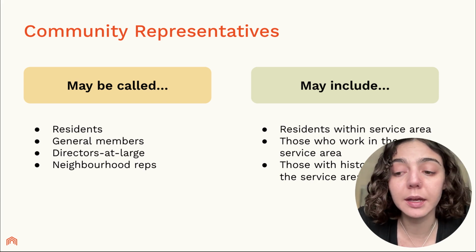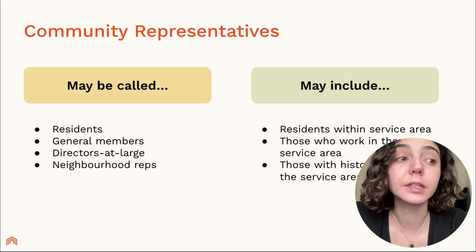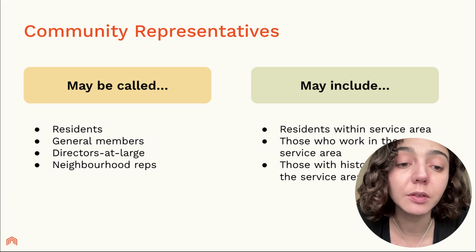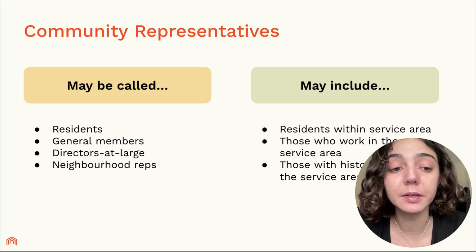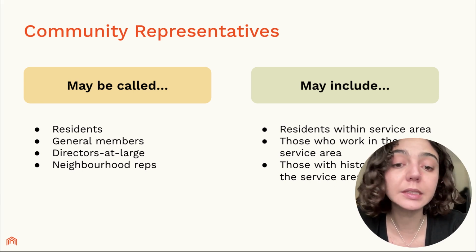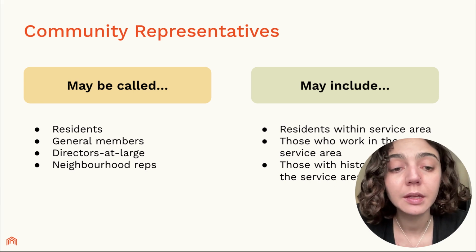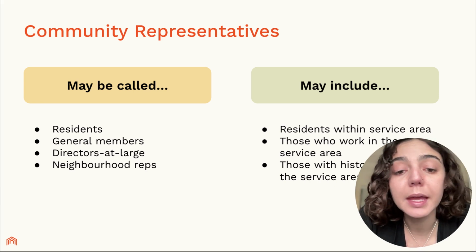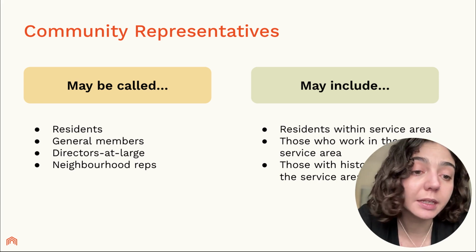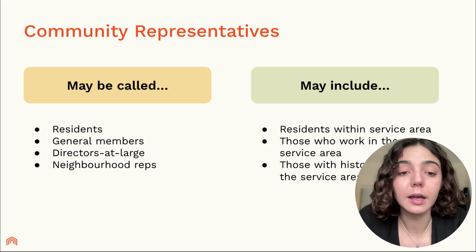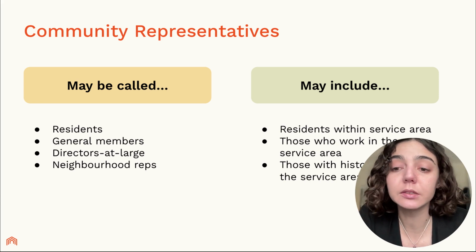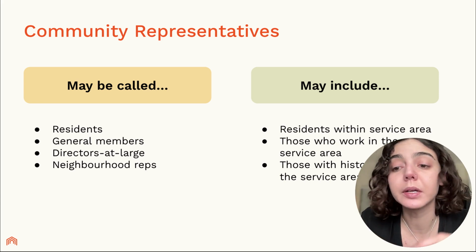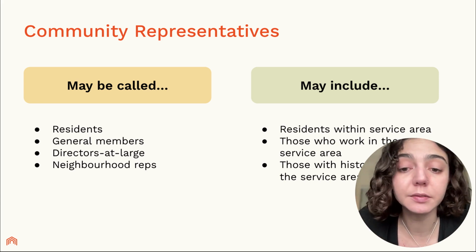or it could also be classified with additional requirements, like it has to be people who fall below a certain income level, which is what's often used for community housing development organizations in the US, some of which are CLTs. So these are people who have some knowledge of the community and its needs, and may have an interest in protecting and expanding the CLT and its land holdings. Other names for this group could be residents, as in broader community residents, general members, directors at large, neighborhood representatives.